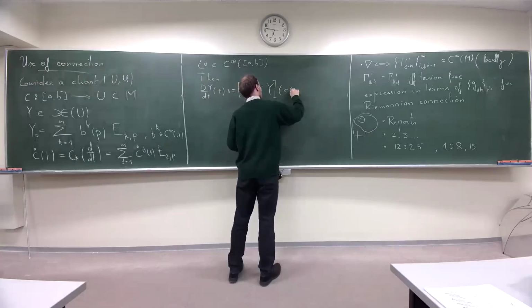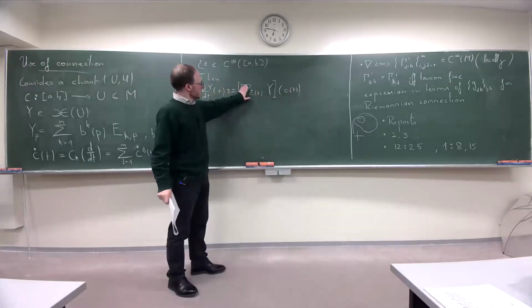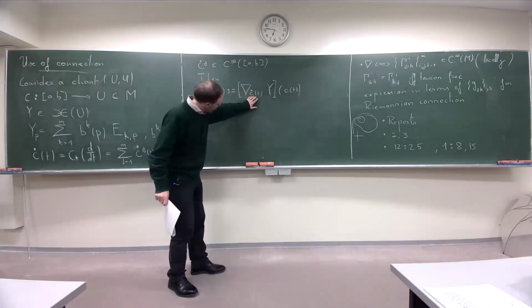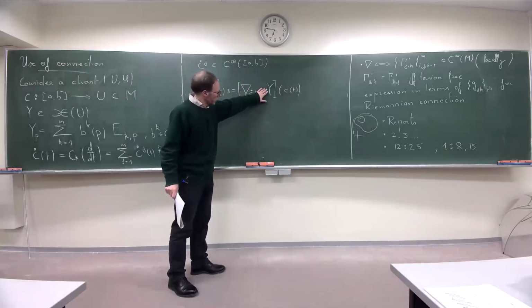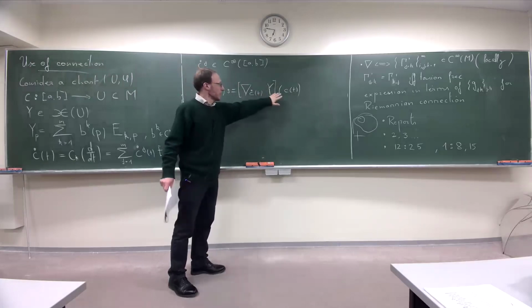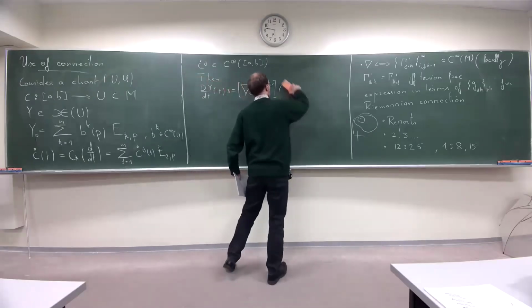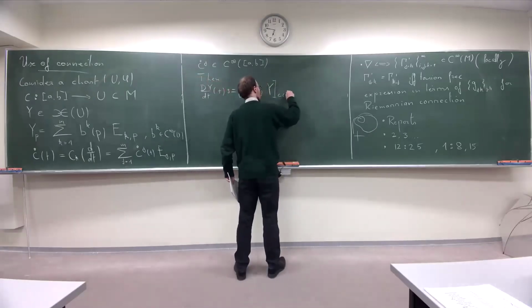It has to be evaluated at c(t). Why? Because this is nabla of a vector applied to a vector field. So this is again a vector field, and you evaluate at one point. So I can write it maybe lower c(t).